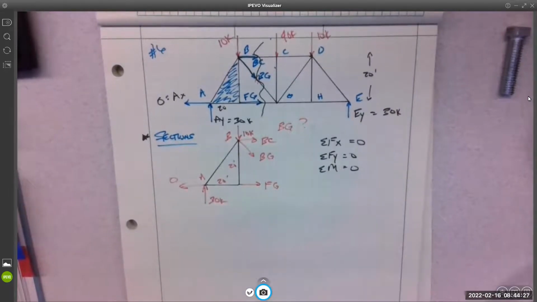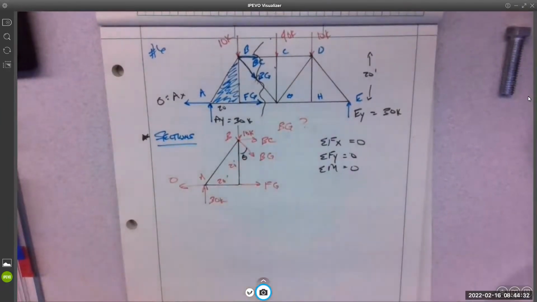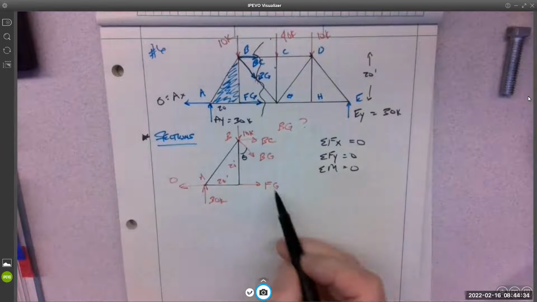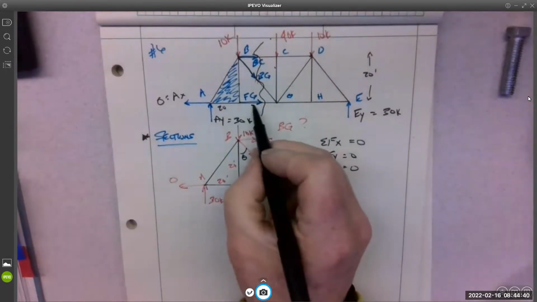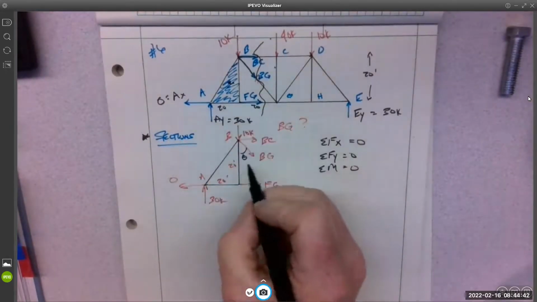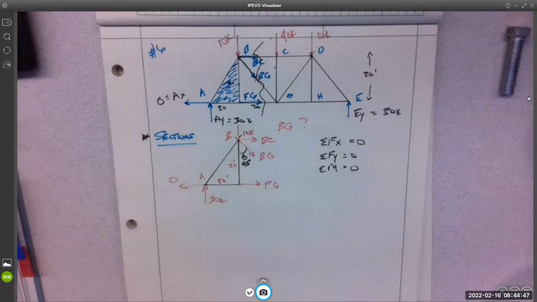We can dig out some angles. So I need this angle, theta, for BG. BC is horizontal, FG is horizontal. So it's just that angle that I need. And it's 20 and 20, so it is what? 45 degrees? Yeah, so it's a super simple truss. Which means if you ever get a chance to design a truss, keep it simple. Use 45s if you can.